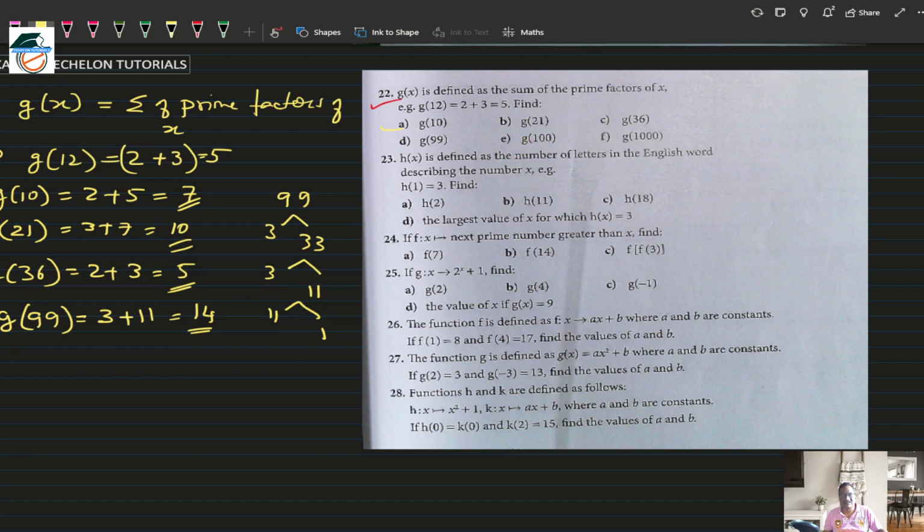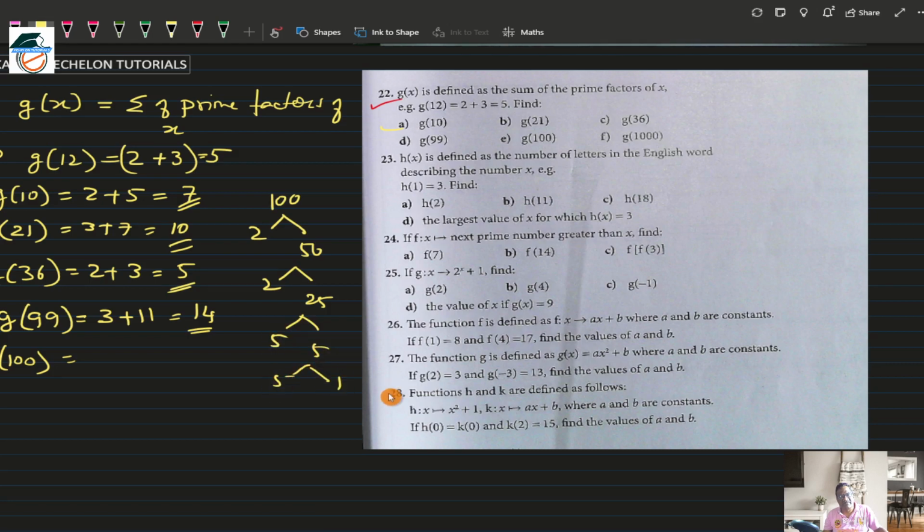Then let us work out g of 100. Let us do that. G of 100, right? So the factors of 100 should be 2 50 times, 2 25 times, then 5 5 times, and then 5, right? So the prime factors happen to be 2 and 5. So it will be 2 plus 5, which is equal to 7.